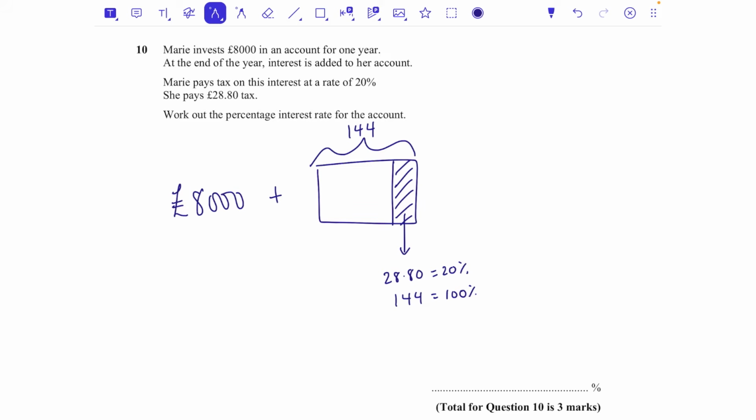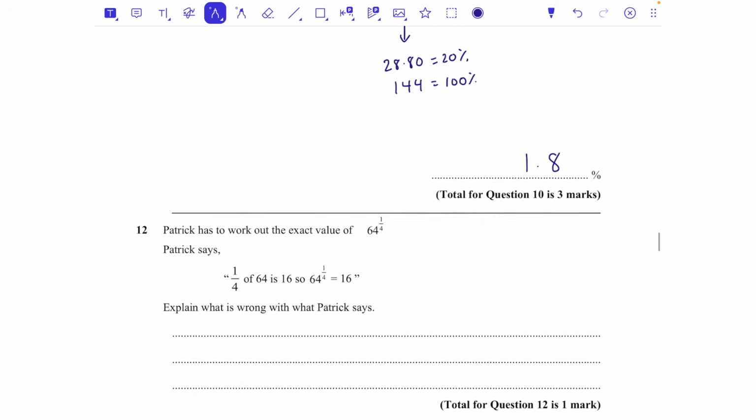Well, all we need to do for that is say what percentage is 144 out of 8,000. So I'm going to use the fraction button in my calculator. 144 over 8,000, this was a calculator paper, is 0.018. And if I want that as a percentage, I'm going to times it by 100. And so that is 1.8%. That was the interest rate. 144 is 1.8% of 8,000.